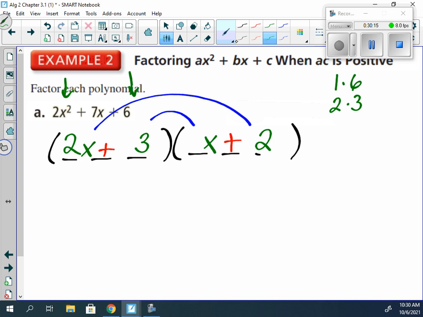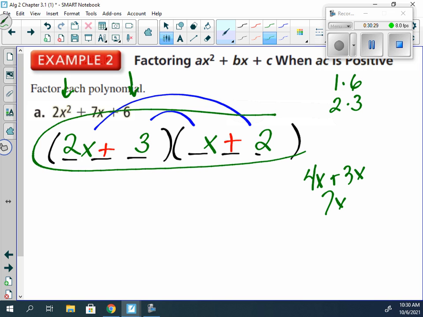Now if we check this here, 2 times 2x, 3 times x, plus, which gives us, is that what we wanted? And that's it. Any questions on this here? Are you ready for the next one?